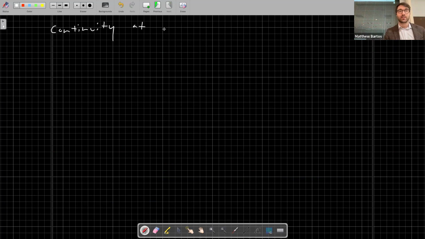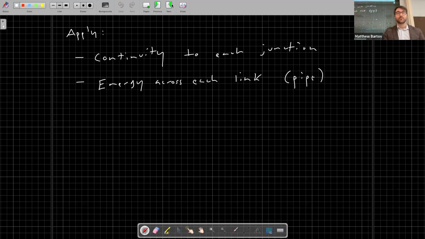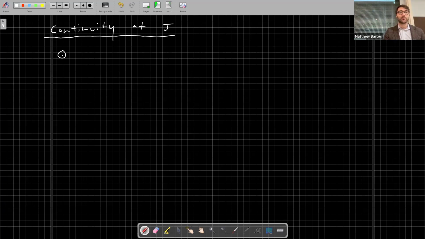So we have continuity at junction J. For continuity at junction J, we have that the flow rate coming from pipe 1, that's Q1, plus the flow rate coming from pipe 2, that's Q2, plus the flow rate coming from pipe 3, that's Q3, has to equal the flow coming out of the system, which is equal to QJ. So for continuity, we have Q1 plus Q2 plus Q3 minus QJ is equal to 0.